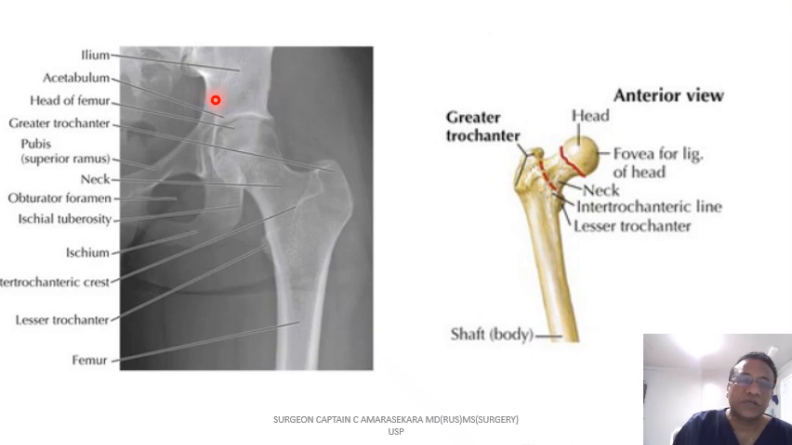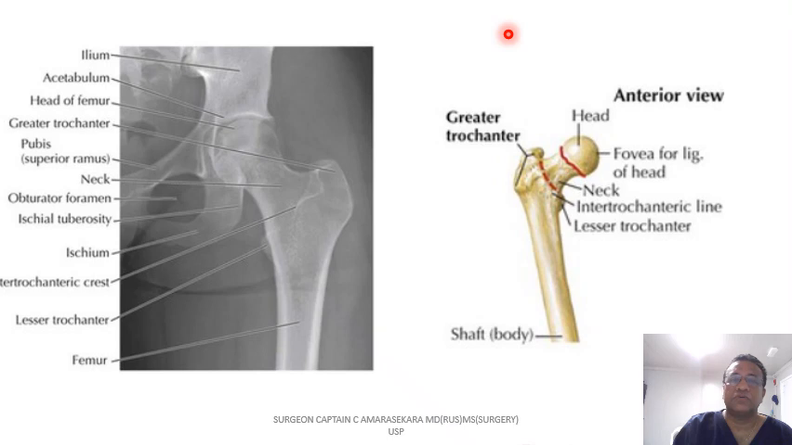Together they make the acetabulum. This is your acetabulum. This is a deep socket where the head of the femur lies, housed in this acetabulum. This ball and socket configuration allows for a wide range of motions, especially for walking, running, and maintaining balance.